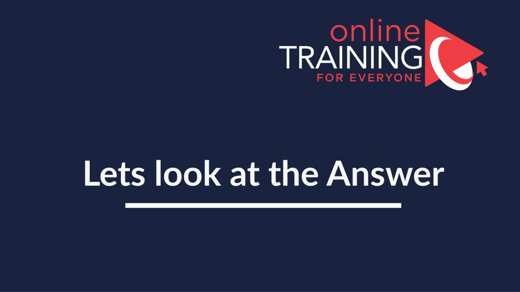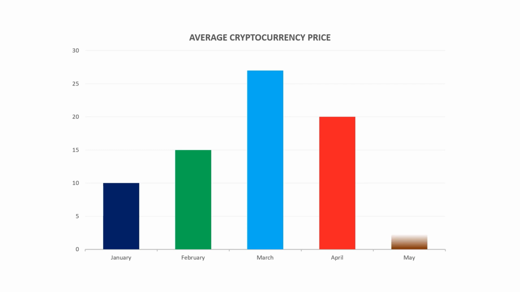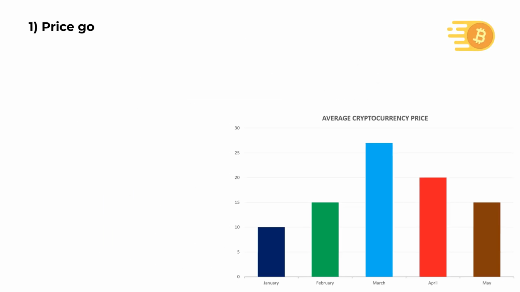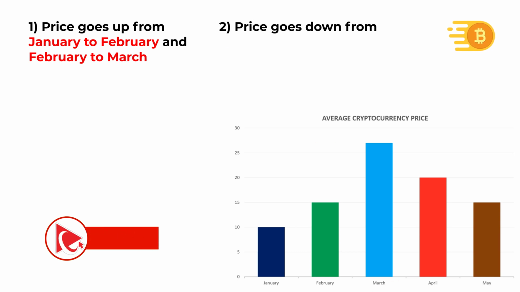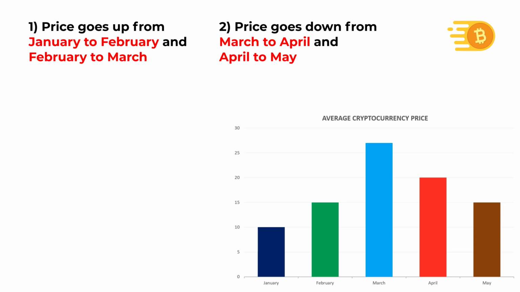In this challenge, we need to analyze the chart first. And there are only 2 consecutive months with price increases. Price goes up from January to February, and then from February to March. And price goes down from March to April, and price goes down from April to May as well. So let's look at the 2 months with price increases closely.